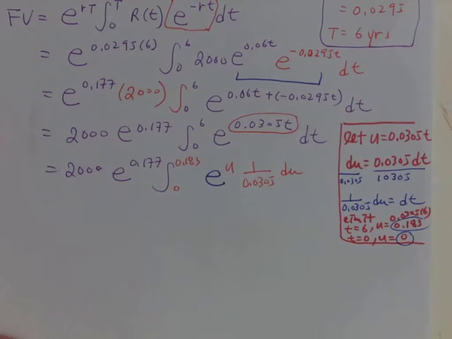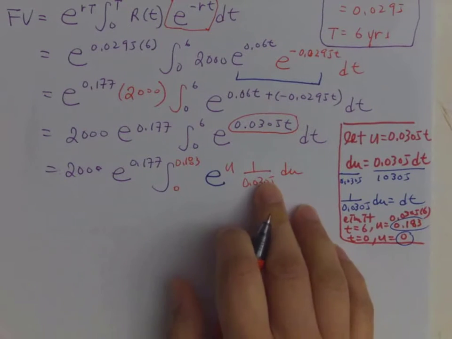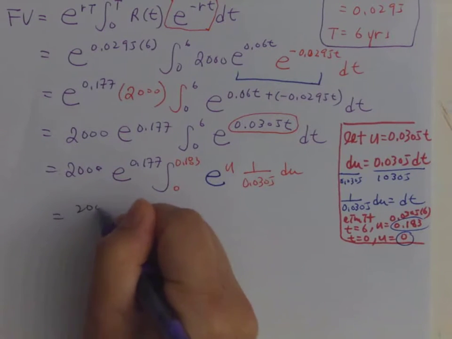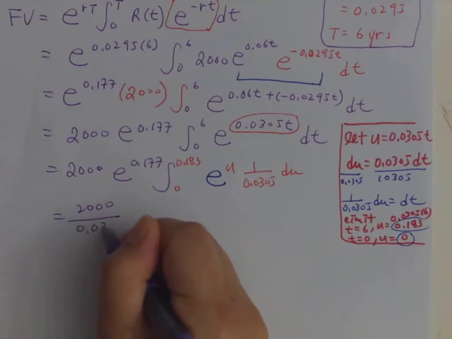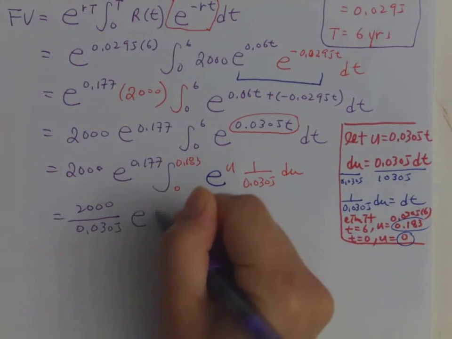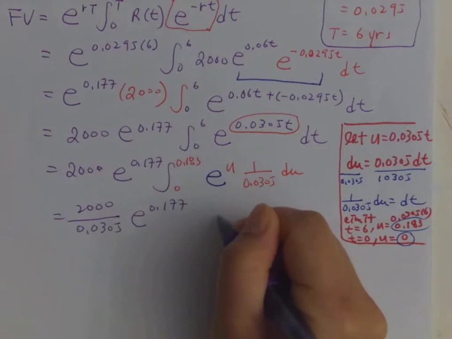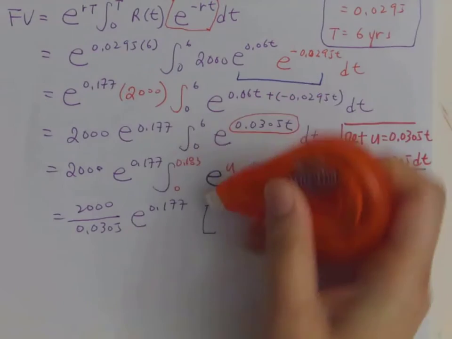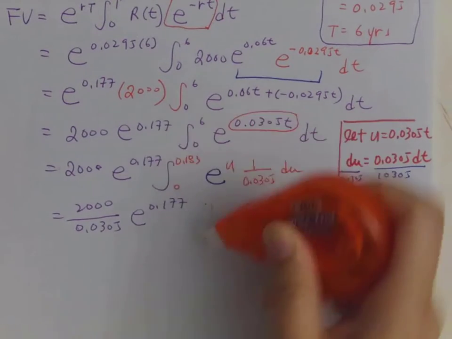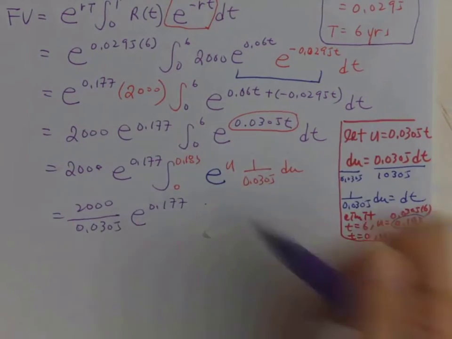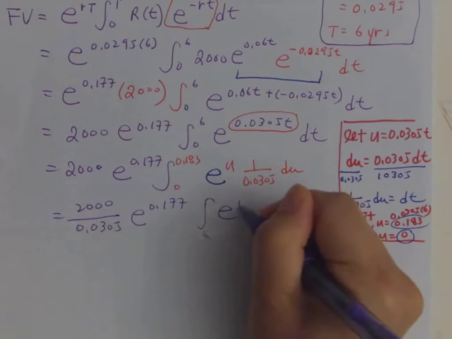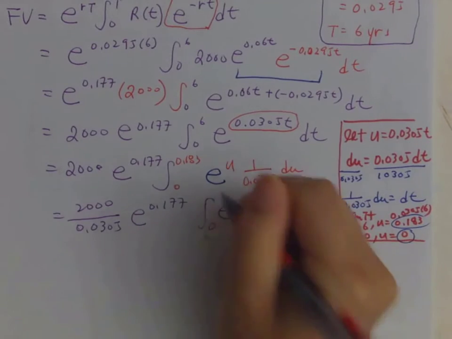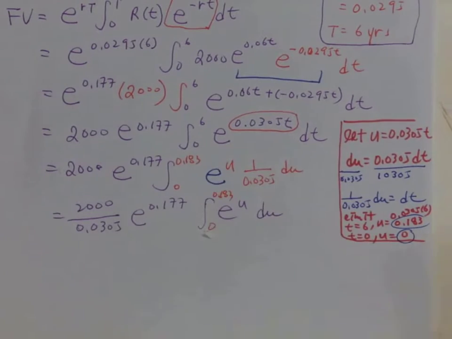Okay, a lot going on here, but we can pull that coefficient out. So it's going to be 2000 over 0.0305 e^0.177, and then let me do one more step. I don't want you to be confused. Okay, so if I do one more step, then now inside I only have the integral of e to the u du with the limits 0 to 0.183, right?